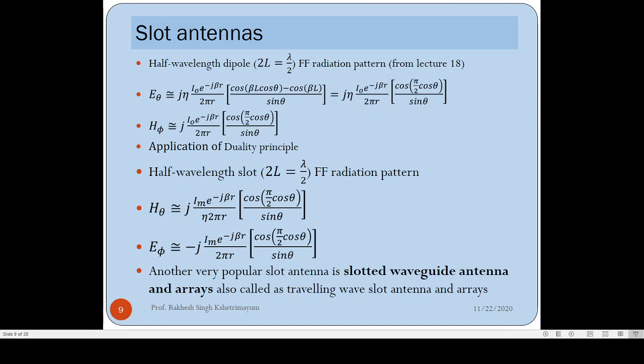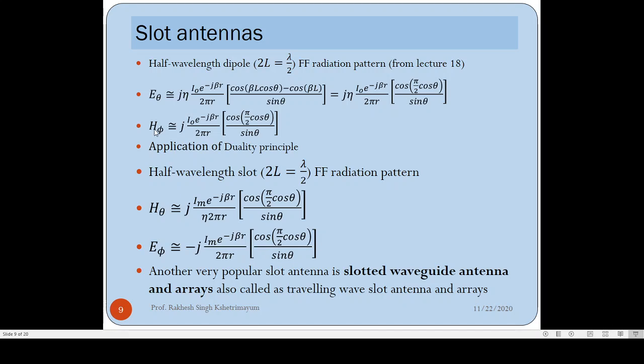Let's say I want to find the far field radiation pattern of a half wavelength slot antenna. How do I find it? I just apply the duality theorem. We have already spent more than one lecture on the duality theorem. So what do we do? We replace the dual terms. For example, eta is a dual term. For the slot antenna, I will replace eta by 1 by eta. I know this is for the dipole antenna. For the slot antenna, IM, the magnetic current, and other terms are all the same. Similarly, here also I will replace I naught by IM, and all other terms are the same.